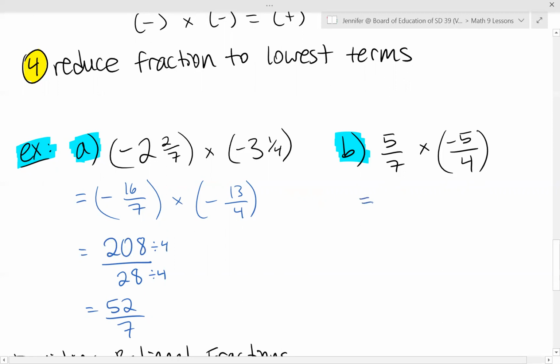Next one is actually a little simpler. We don't have to do any conversions. It's already improper. So we just multiply the tops, negative 25, and multiply the bottoms, 28. It cannot be reduced any further. And the sign we know is correct. We've got one of each, so it'll be negative overall. And that one's done.